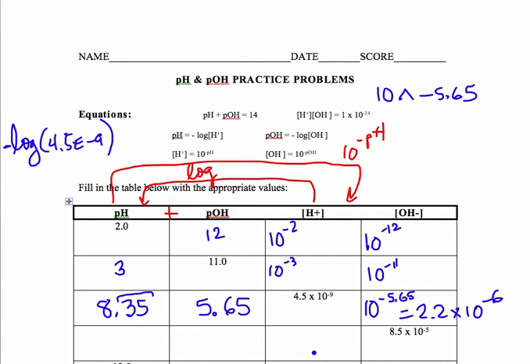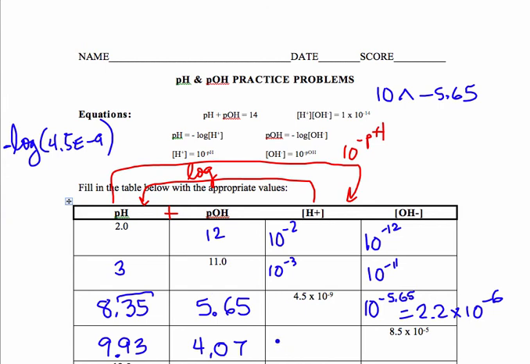Let's do one more and then you can complete the rest of this front side of this worksheet. I'm being given an OH minus concentration. What would you do from this point? Right, log it and put it in the pOH box. You get 4.07. When this is 4.07, 14 minus that will give me my pH, which is 9.93.